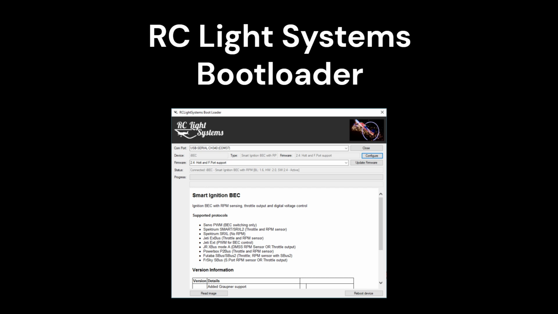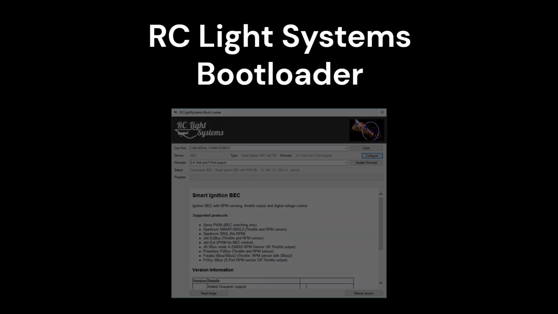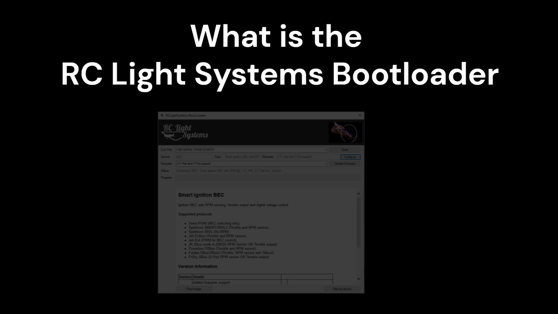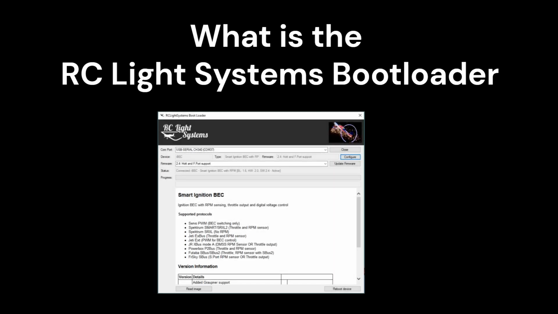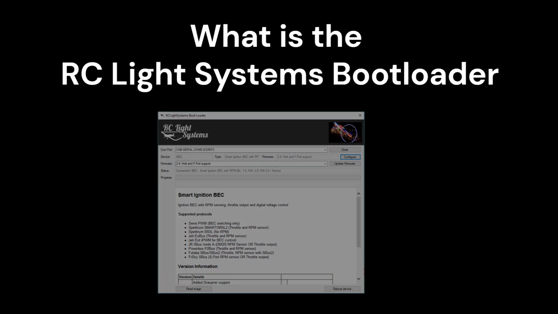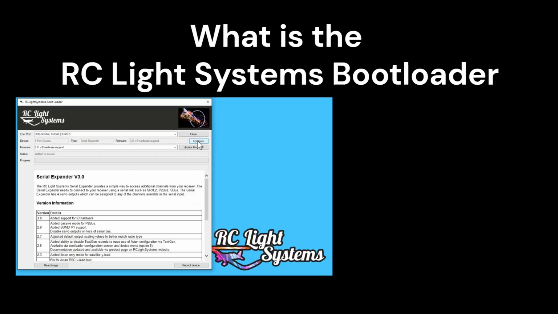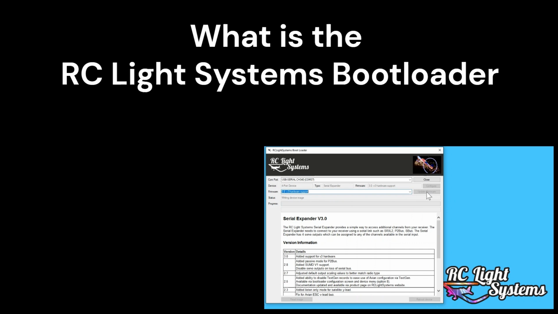First of all, let's look at the bootloader itself. The RC Light Systems bootloader is software that runs on a Microsoft Windows PC. It's used for configuring your devices. You can also use it for applying firmware updates to the devices.